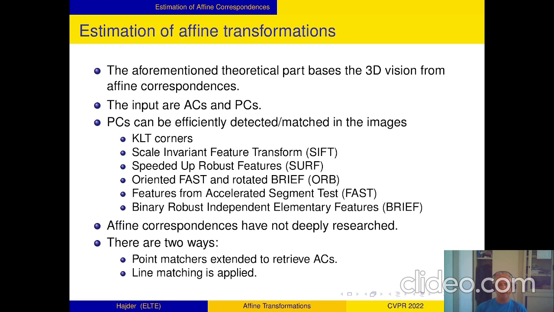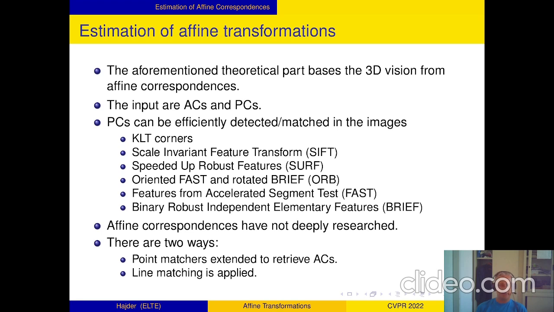For the point correspondence matching, there are several algorithms. First, the feature corners are retrieved, and descriptors are computed for the corners. This is the most frequent way, and finally, based on the descriptors, feature matching is applied. Here you see several types of features. I don't want to go into the details because I am not totally familiar with these topics, but I would like to show you another way, because line matching can also be applied in order to determine the affine correspondences.